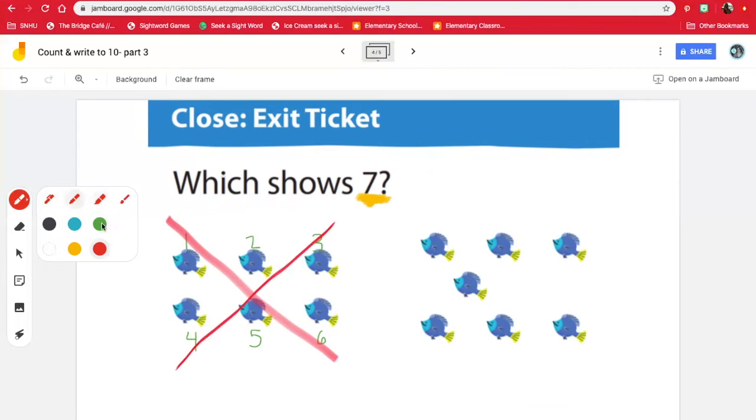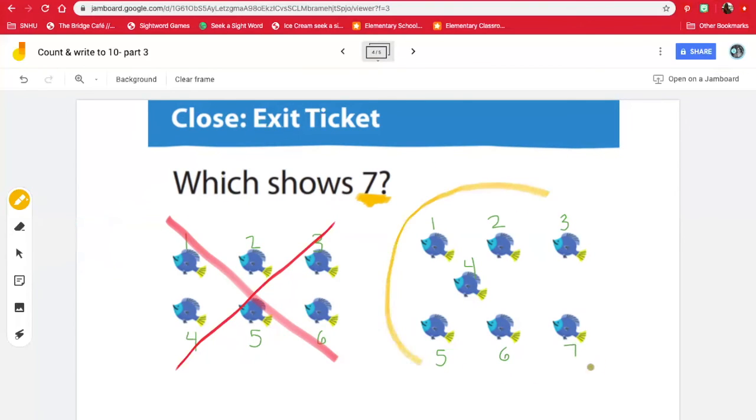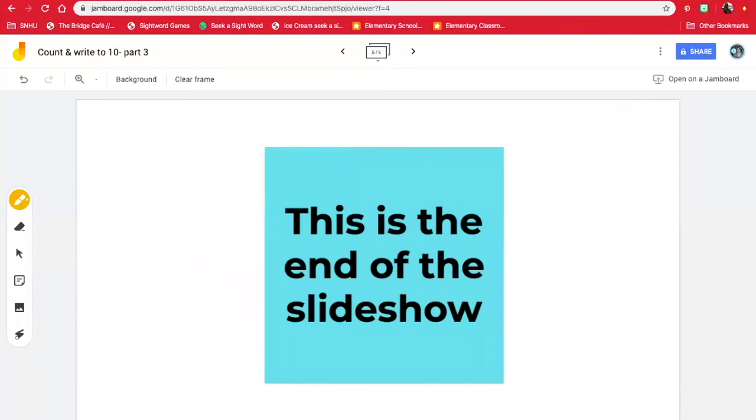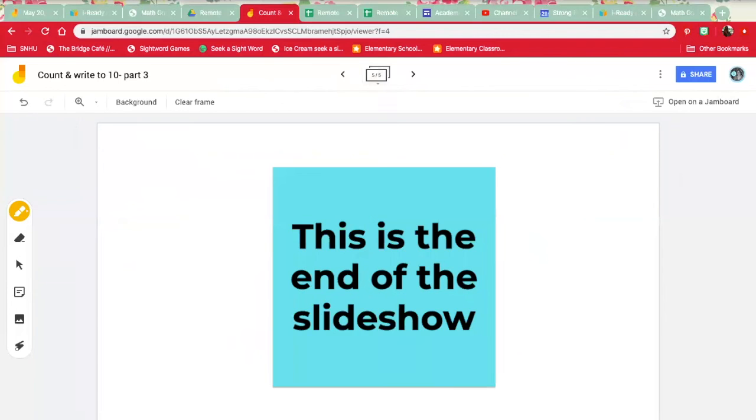Now let's move on to the next. Here I see 1, 2, 3, 4, 5, 6, 7. Does this show 7? Yes, it does. So I'm going to circle these ones because these ones show 7. Oh, what happened with my marker? There we go. We have our 7. And that is the end of the slideshow for today.